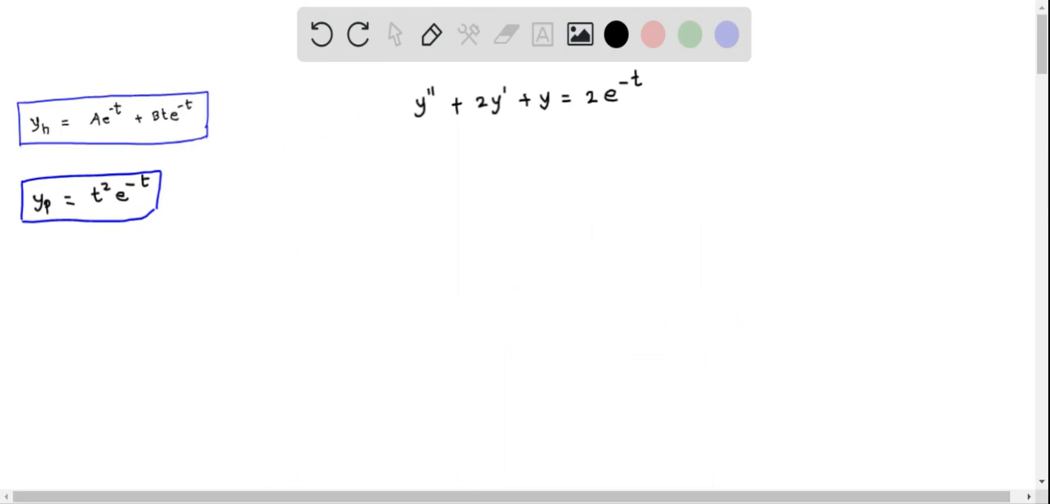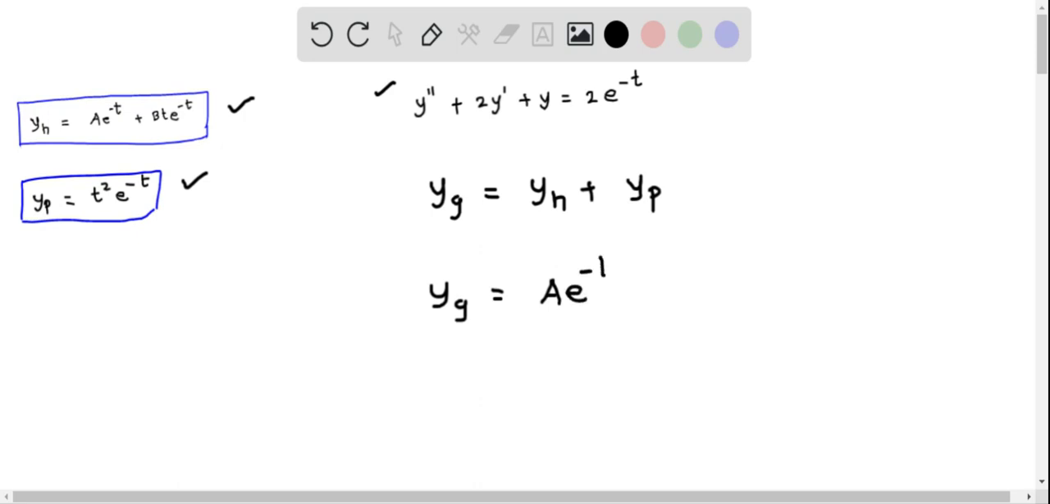Now that we have both the homogeneous solution as well as the particular solution, we already said that the general solution of this differential equation using this method is yh plus yp. YH is the homogeneous solution and YP is the particular solution. So therefore, we say that YG, which represents the general solution of this differential equation, equals YH. I replace for YH, which is A e power negative t plus B t e power negative t, plus now I replace YP, which is t square e power negative t.